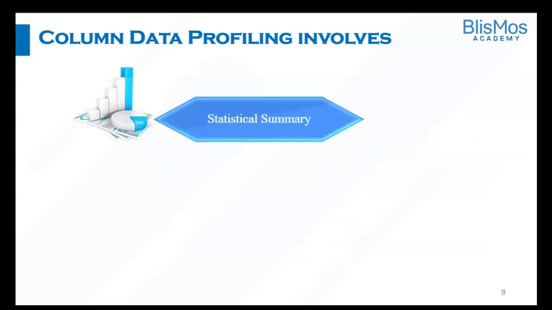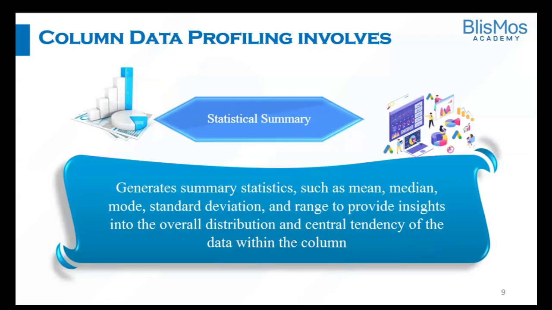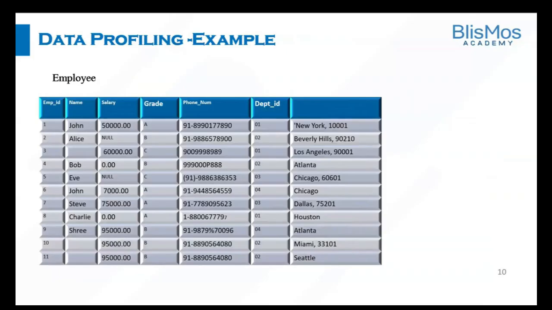The last one is statistical summary. As a part of the column profiling, it generates statistics like the mean of the data, median of the data, standard deviation of the data, range of the data. By analyzing the mean, median, mode, standard deviation, we'll understand the overall distribution and also the central tendency of the data within that column. For an example here, let us say you have an employee table, right? You have an employee table with different columns.